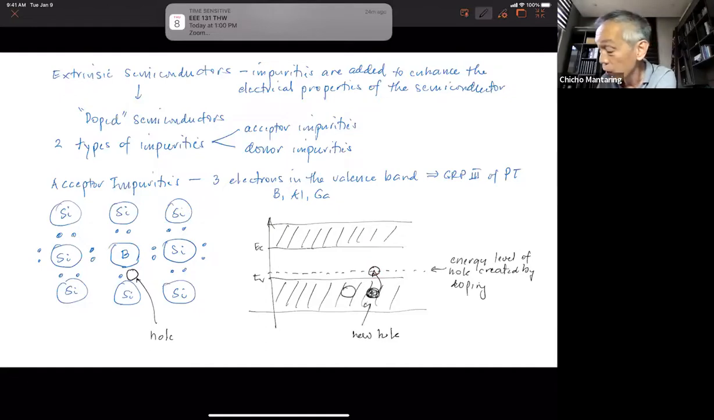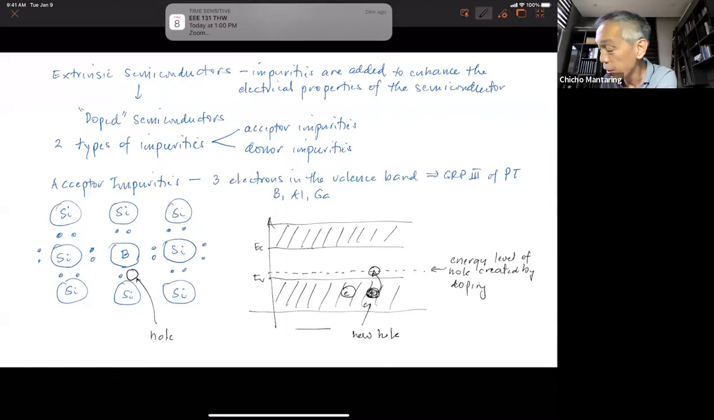If, for example, we have an electric field this way, then this electron will tend to jump there, and then this will be your new hole, and then so forth. This electron will jump there, and this will be your new hole. That is if there's an electric field this way. So now you have the normal hole action in the presence of an electric field. So that is what this impurity does.